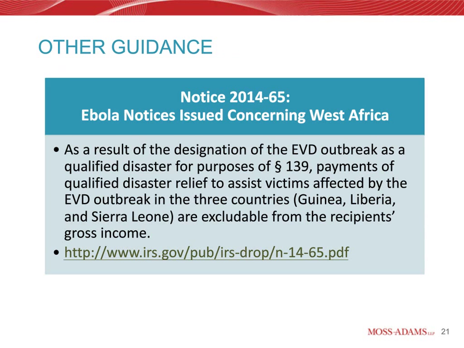Other guidance that they've issued is they've issued a notice in 2014 for the Ebola, saying that it is a qualified disaster and that the income recipients are getting is excludable. It's not included in gross income.